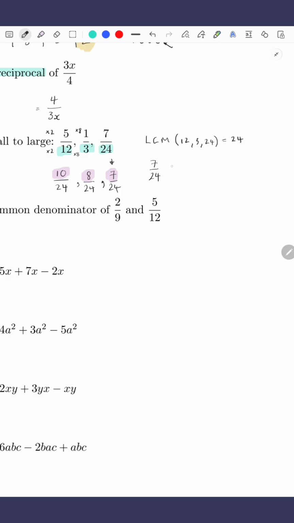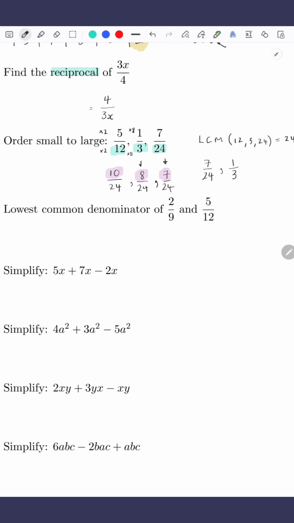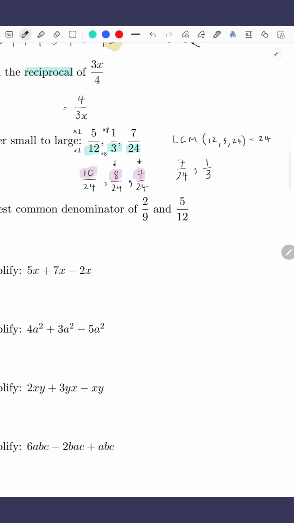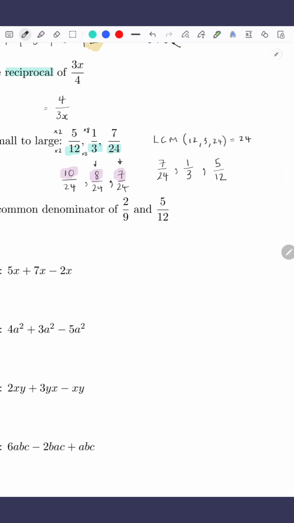So far, so good. Some convention says that we write an inequality in between, but you don't have to. You could write a comma. The next one is this one. And I want to know if you wrote this or you wrote 8 over 24. Because the question says to write these numbers in order, not the ones that we converted it to. And then lastly, 5/12. All right, there you have it.